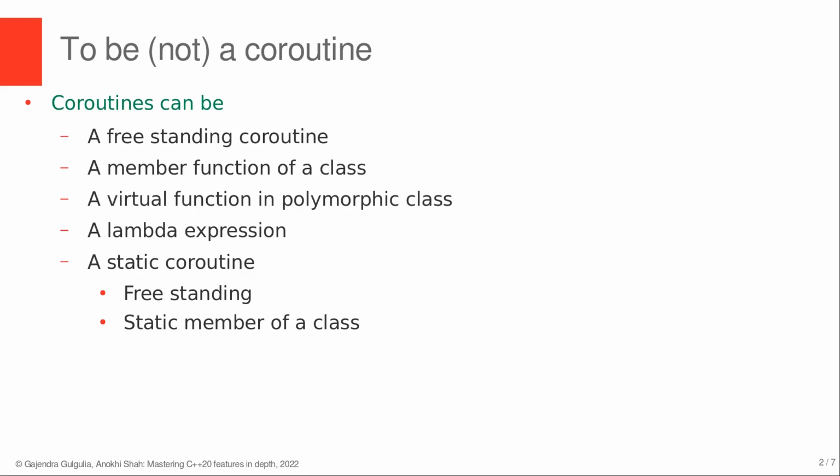In the last lecture, I showed with examples how coroutines can be used as a freestanding function, a member function of a class, how they can be used as virtual functions in a polymorphic class, how they can be used as lambda expressions, and as static functions.